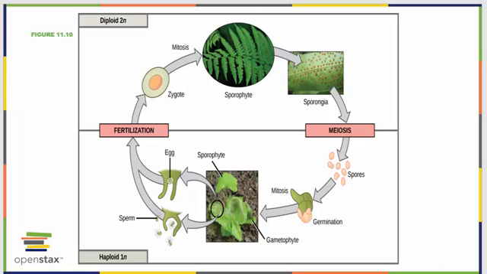The diploid plant is called a sporophyte because it produces haploid spores via meiosis. The spores develop into multicellular haploid plants called gametophytes because they produce gametes. The gametes of two individuals will form a diploid zygote that becomes a sporophyte eventually.